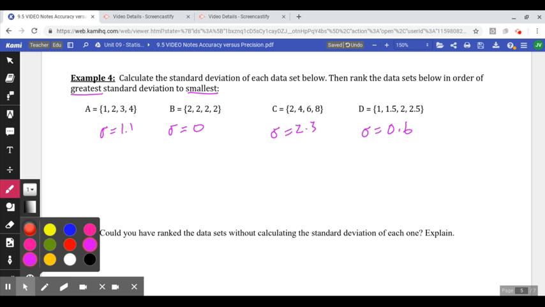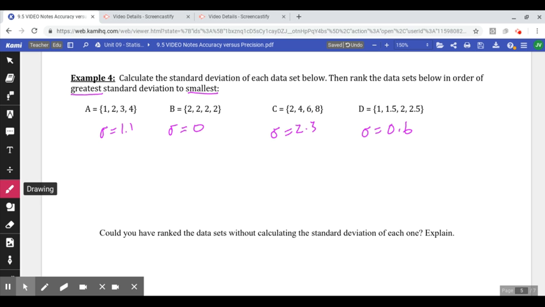What we can do is just take a look at the greatest one, which is 2.3. So that's number 1. And then the next lowest is 1.1. So that's 2. And then 0.6. And then finally, the last one here would be a standard deviation of 0.